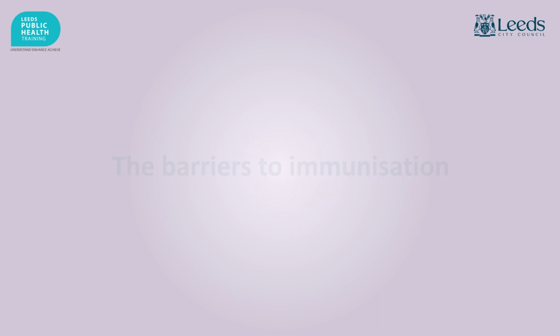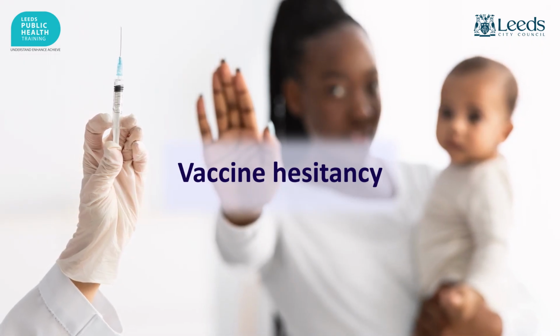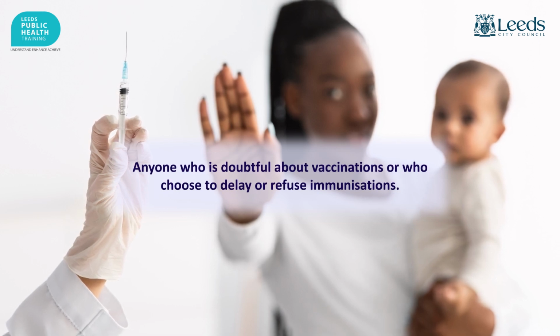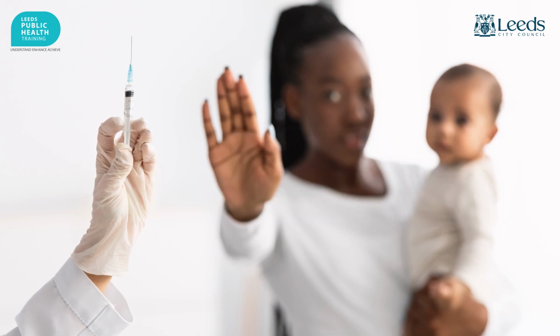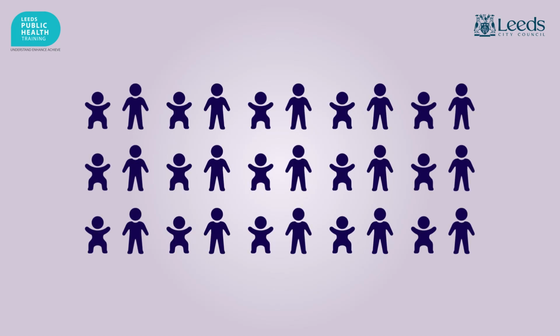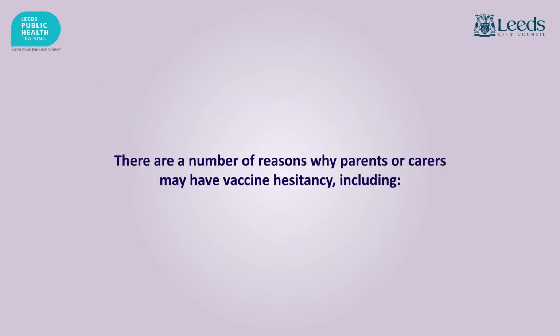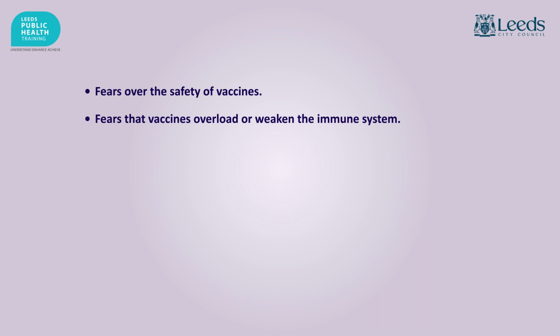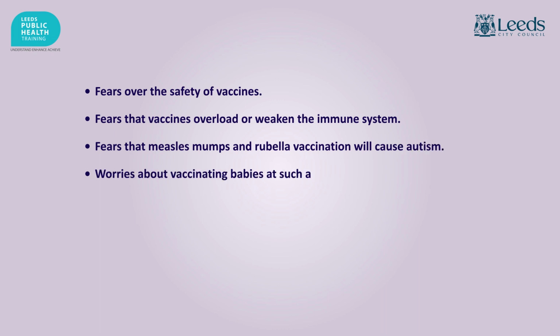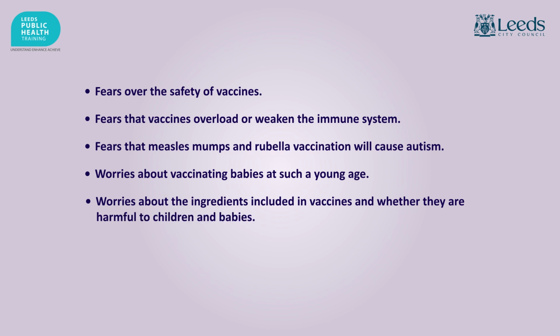The barriers to immunisation. Vaccine hesitancy is a relatively new term which is used to describe anyone who is doubtful about vaccinations or who chooses to delay or refuse immunisations. Vaccine hesitancy is a growing concern, and this has the potential to increase the reoccurrence of vaccine-preventable diseases in children. There are a number of reasons why parents or carers may have vaccine hesitancy, including fears over the safety of vaccines, fears that vaccines overload or weaken the immune system, fears that measles, mumps and rubella vaccination will cause autism, worries about vaccinating babies at such a young age, worries about the ingredients included in vaccines and whether they are harmful to children and babies, and misconceptions that vaccines are not necessary as diseases have disappeared.